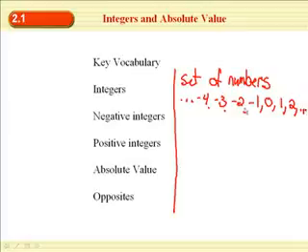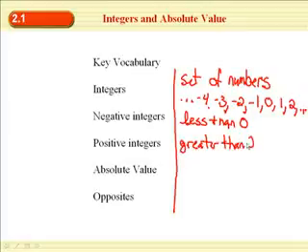So you'll notice we have positive numbers and we have negative numbers. So let's talk about the negative integers. The negative integers are the numbers less than 0, and the positive integers are numbers greater than 0. And you'll notice it's less than 0 and greater than 0, so therefore 0 is not included in there.